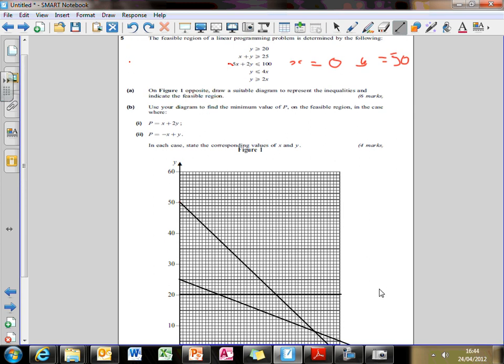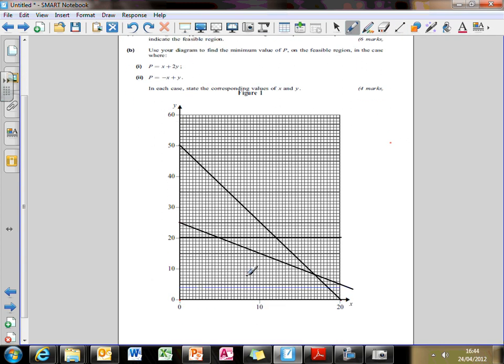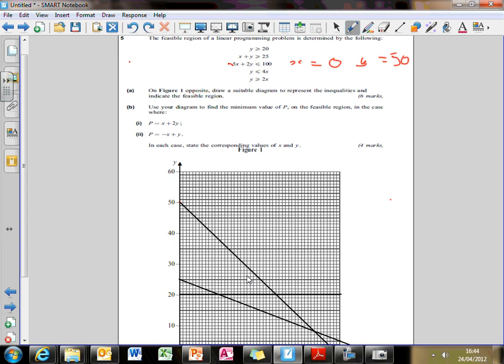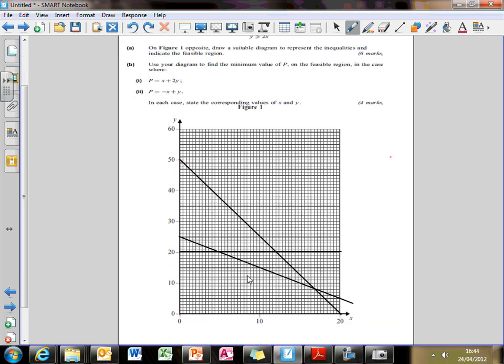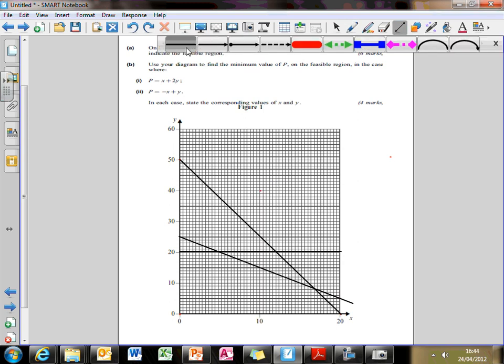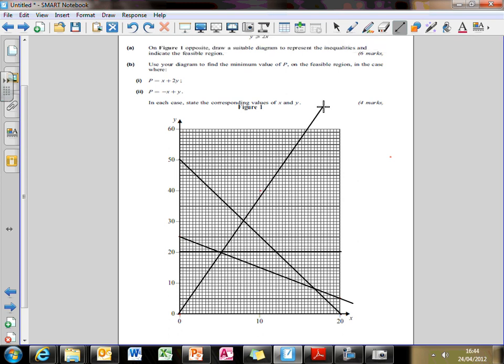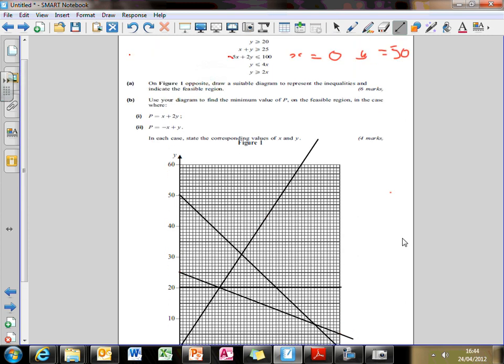Okay, y is less than or equal to 4x. Well, when x is 0, y is 0, so it goes through the origin. Let's think of it, let's be smart here. When x is, I don't know, 10 seems like a nice number. Always go for the nicest number you can. 4 times 10 is 40. So when x is 10, y is 40, which is there, I hope. Looks right to me. Okay, take your ruler. You only ever need 2 points to define a straight line. Bang your line between them.